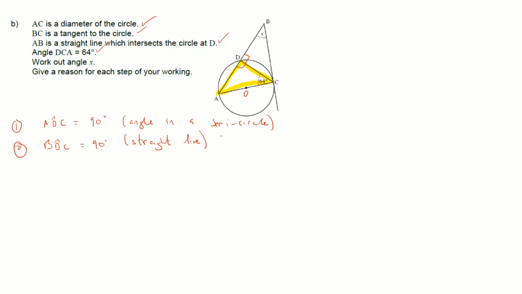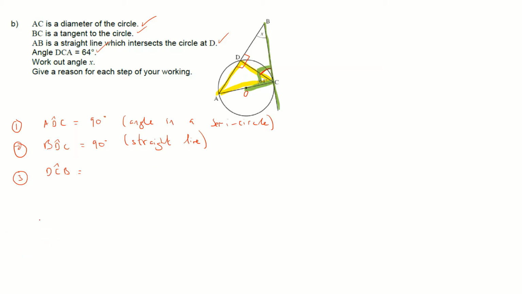So if I can find this one here now, then I'm going to win because I'll have angles in a triangle I can use. So can I work out angle DCB? Yes, because of another theorem. Remember the theorem that says if you have a tangent and the radius, they always meet at 90 degrees. So this entire angle here is a right angle.